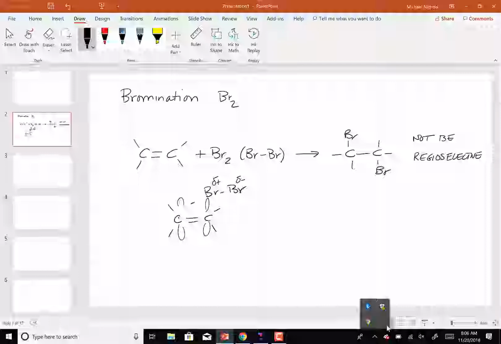And so then what can happen is that you can break the bond so that, in essence, you've added a Br plus, and then the other carbon has a plus charge on it.